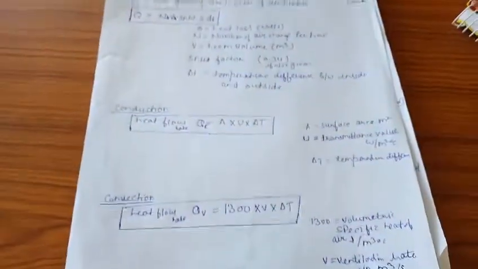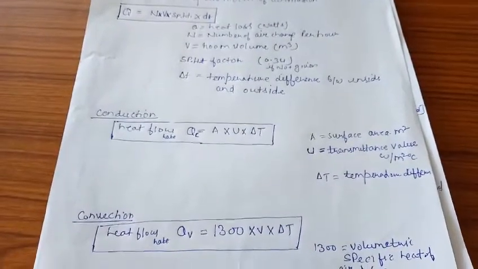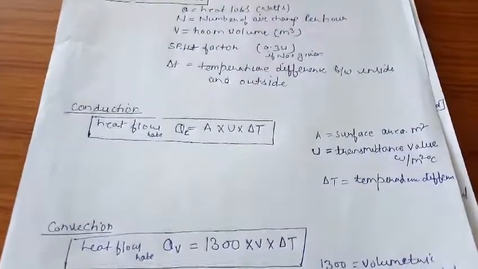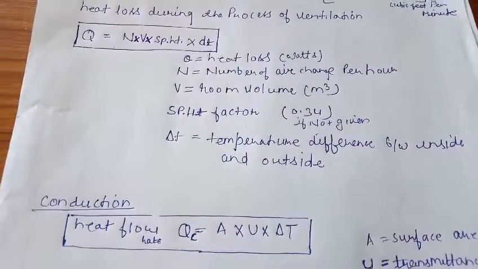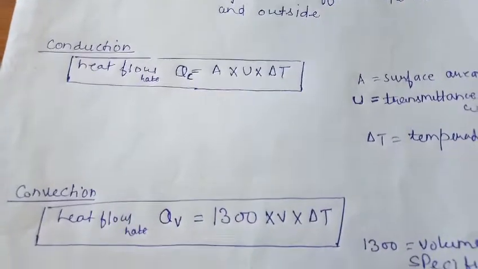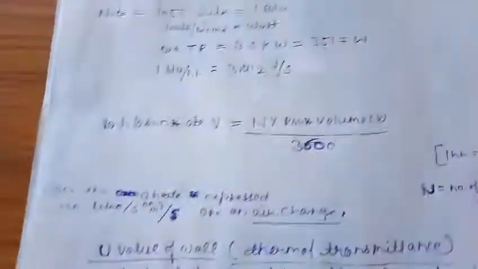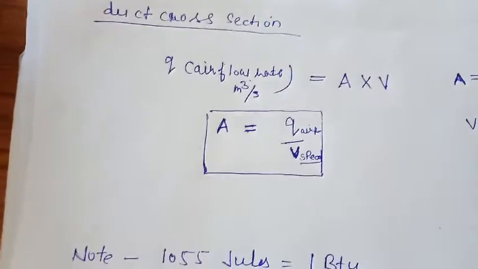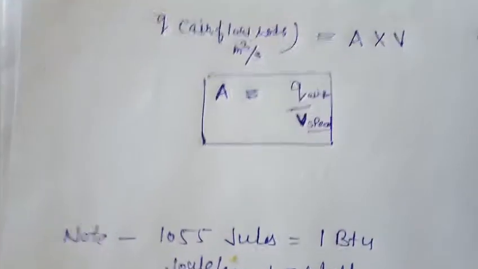So these are the three formulas for air change or ventilation heat flow rate. First is Q is equal to N V specific heat dT, then A into U into delta T, then 1300 into V into delta T. So again we will understand by this formula.